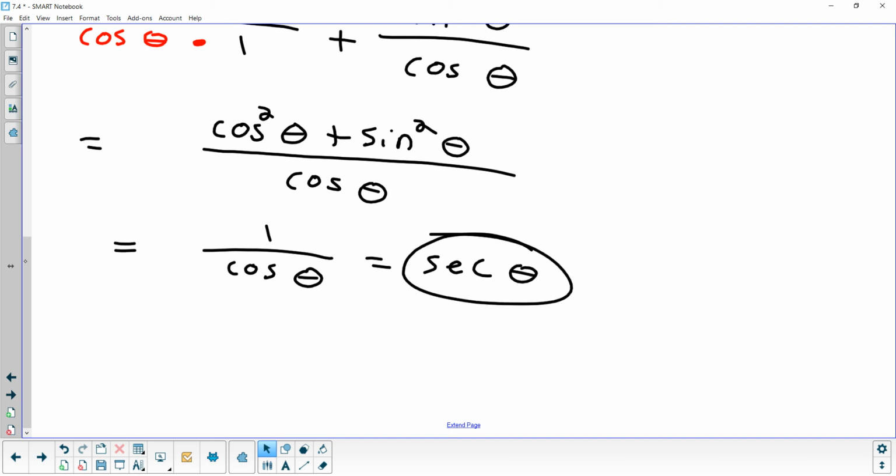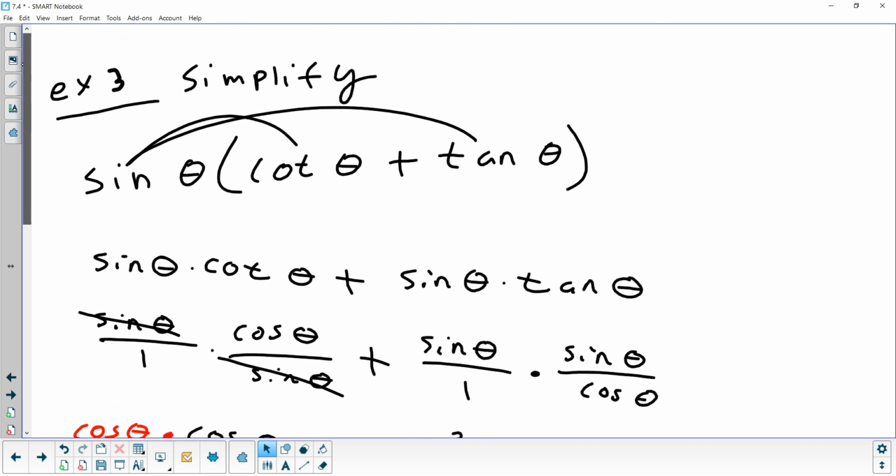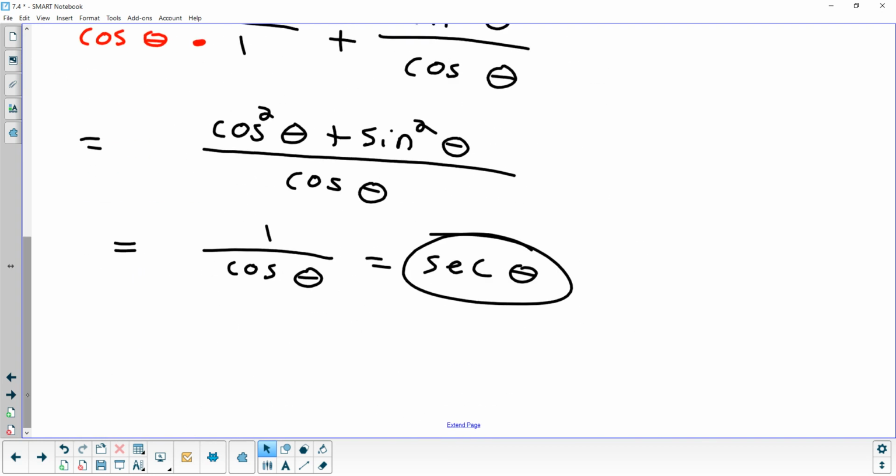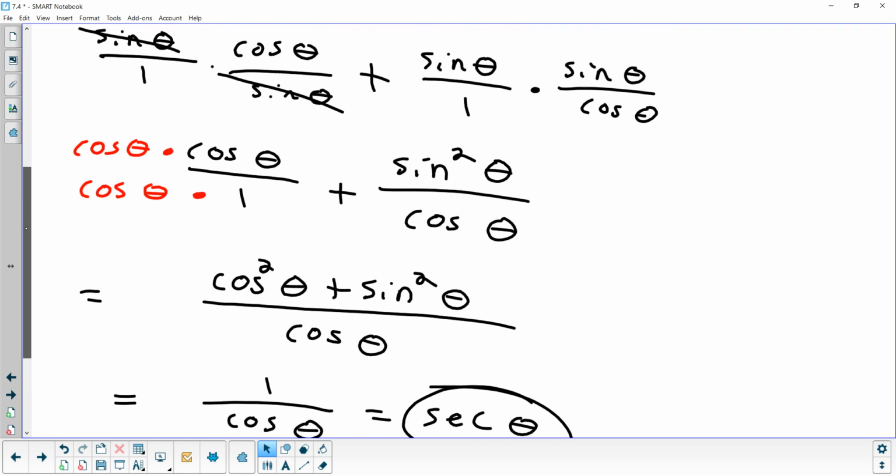So look at how complicated of a problem we started with. Distributive property with 3 different trig functions, and the whole thing reduced down to just a simple trig function, secant. That one would be maybe like a medium easy. Not super easy, but maybe a little harder than the last 2. A little bit harder. Okay. Any question on that one?